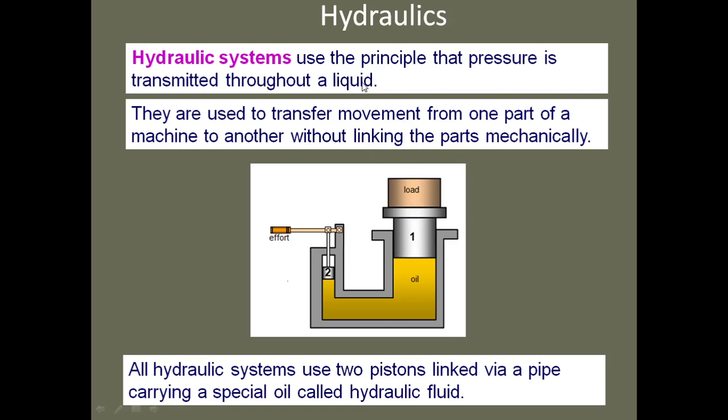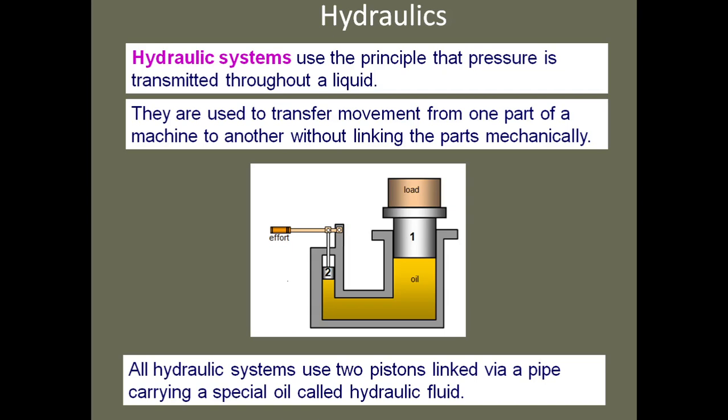So hydraulic systems use the principle that pressure is transmitted throughout the liquid. They are used to transfer movement from one part of a machine to another without linking the parts mechanically. There are lots of hydraulic machines available. You don't need to connect parts together. All you need to do is link one part with the other using liquid. The pressure transmitted in the liquid will cause the other part to move. A little effort here will cause a big load here to be lifted up. That's how hydraulic systems work, and we have a lot of machines that use them.